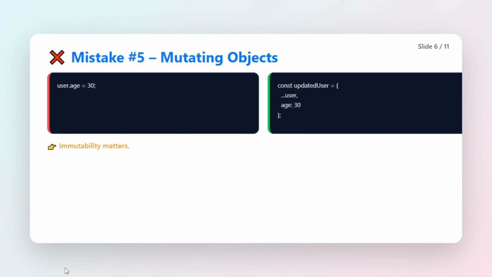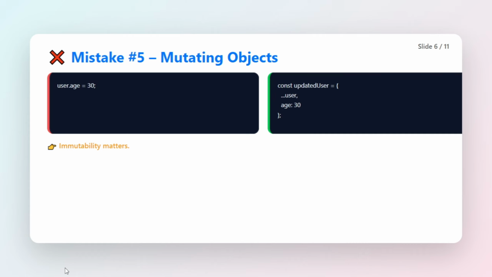Here's the senior mindset shift. Mutation makes code shorter, but immutability makes code safer. When you treat data as something that should not change unexpectedly, your app becomes easier to reason about, easier to debug, and easier to scale. So remember this rule. Don't change objects directly unless you have a very good reason. Create new objects. Be boring. Be predictable. Your future self will thank you. All right, now that we've stopped breaking shared state, let's move on to the next mistake.